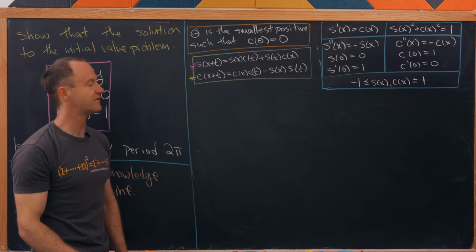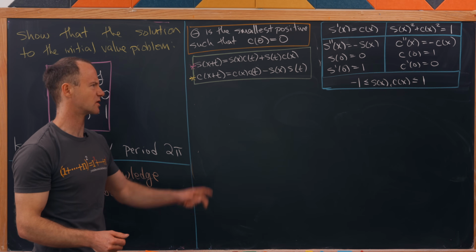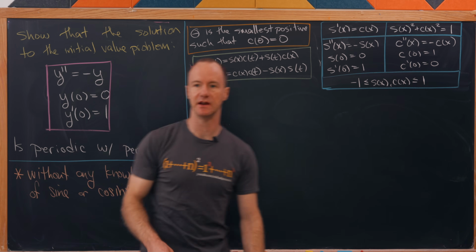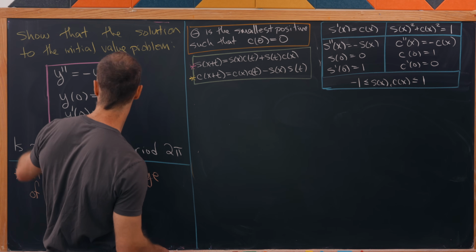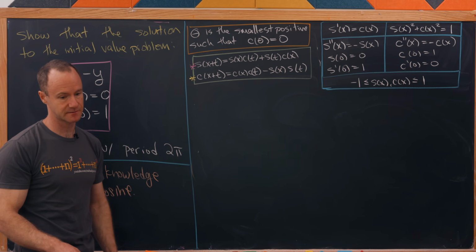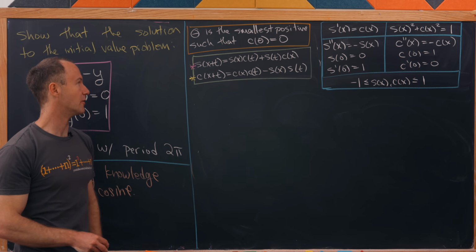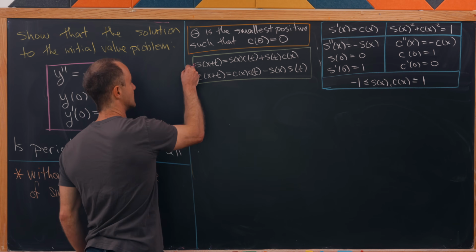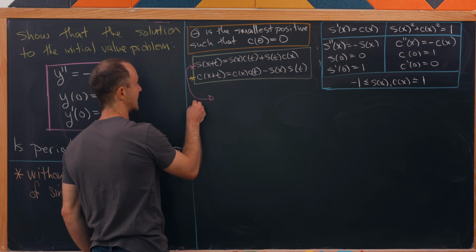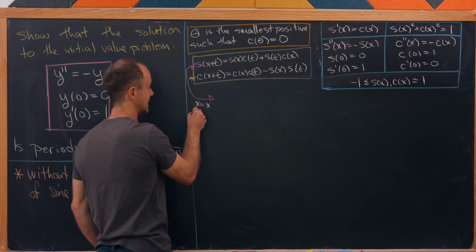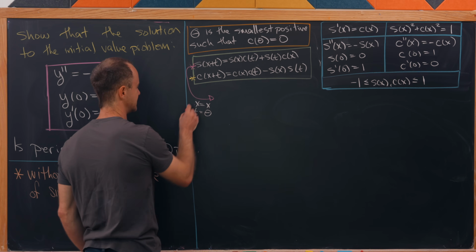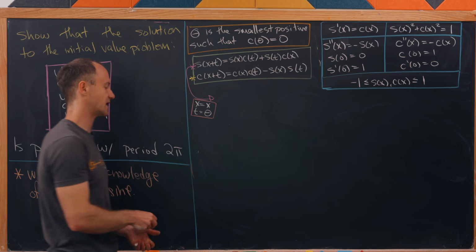Okay, so we finally finished our fetch quest in order to finish this thing off. That is, show that we have a period of 2 pi on our function, well, that's a solution to this, which is the function s of x. Okay, so how might we go about finishing it off? Well, let's take this sum formula for s of x, and we'll set x equal to x and t equal to theta. Of course, setting x equal to x means we're not changing anything, but we'll just point that out.